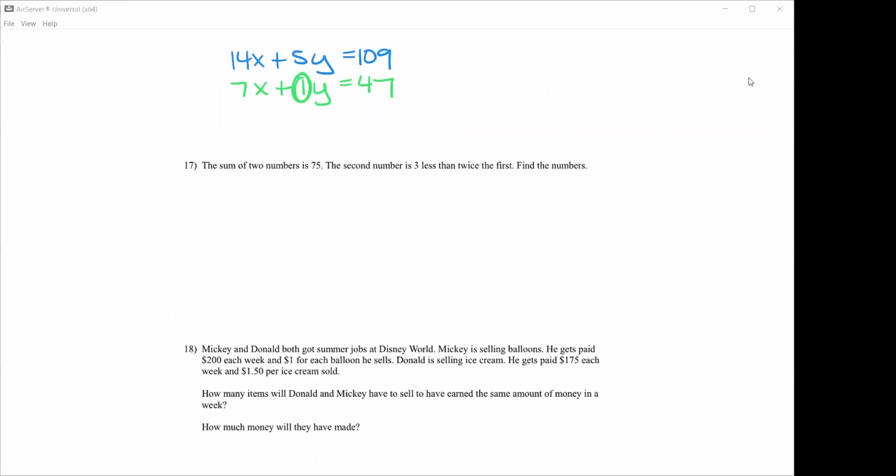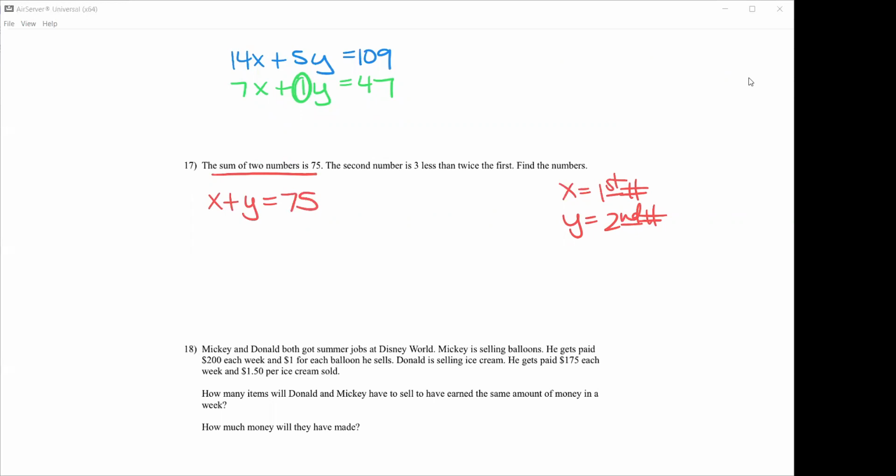17. So the sum of 2 numbers is 75. So we're just going to say that x is the first number, and we're going to say that y is the second number. Okay. So the sum of 2 numbers is 75. X plus y equals 75.